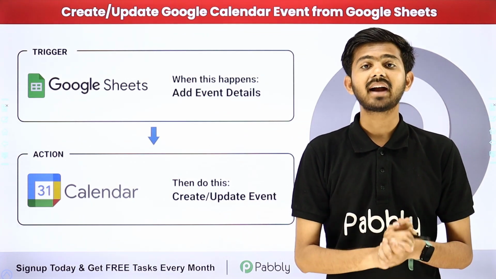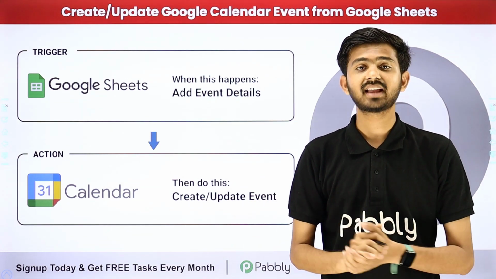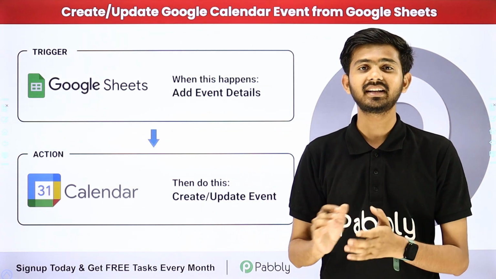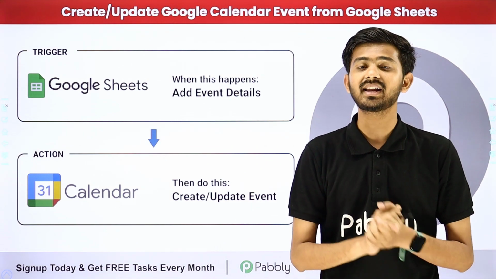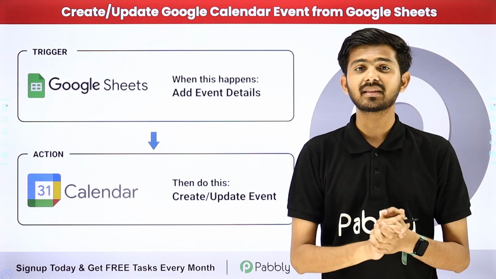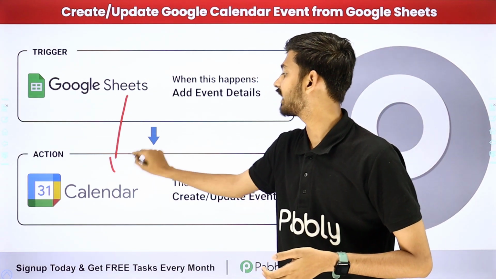So whenever I add new details of an event in Google Sheet, then automatically I'm going to capture that event's details and use them to create or update a new event in Google Calendar. So for that, I have to build a simple connection between Google Sheets and Google Calendar.